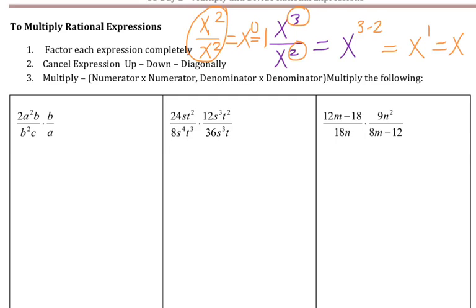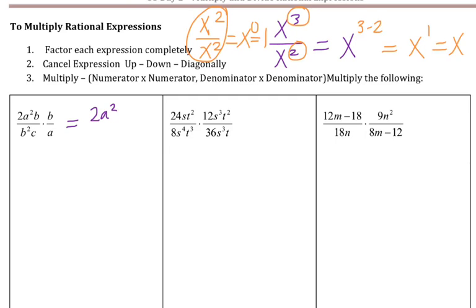All right. So in these problems, it says to factor each expression completely. Then you can cancel the expression from top to bottom or diagonally. And what that means is, in this first problem, notice that I have a b in the numerator and another b in the numerator. So with problems like this, I would likely multiply first.